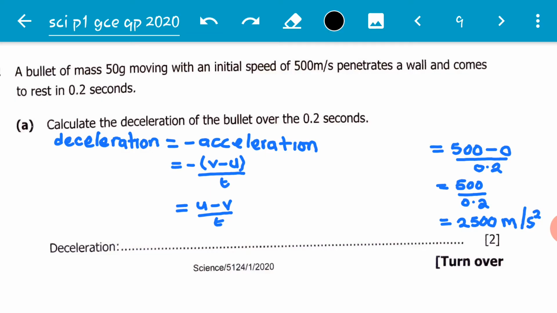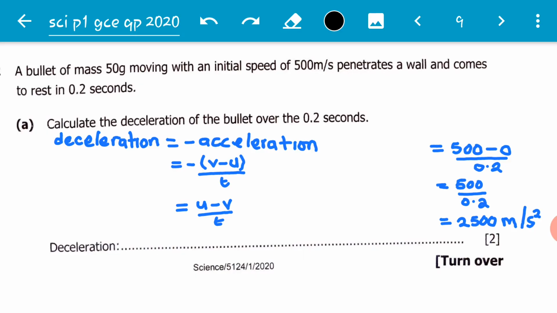If we had used the formula for acceleration directly, we would have found a negative answer. Therefore, when shifting the answer to the slot given where we place our answer, we should have multiplied it by negative, which should have become positive also. So there we have it. Deceleration is equal to 2,500 meters per second squared.